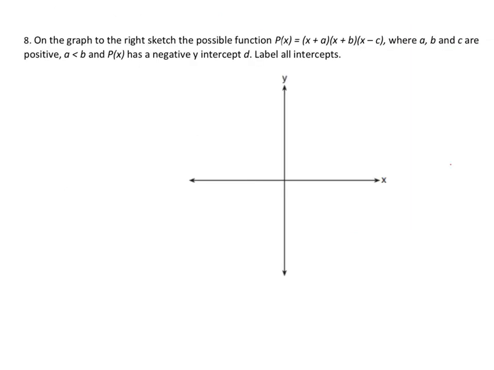All right, so this question says, sketch a polynomial for the possible function p of x, where a, b, and c are positive, a is less than b, and p has a negative y-intercept d, and label all the intercepts. Make sure you don't forget that. First thing I'd do is label my negative y-intercept d. That's easy to label. Now, technically what's happening here is you would set these all equal to 0 to find your x-intercepts. You get x equals -a, x equals -b, and x equals c.